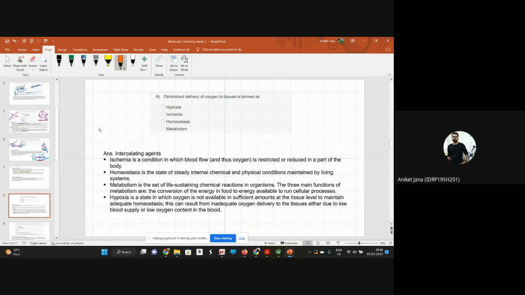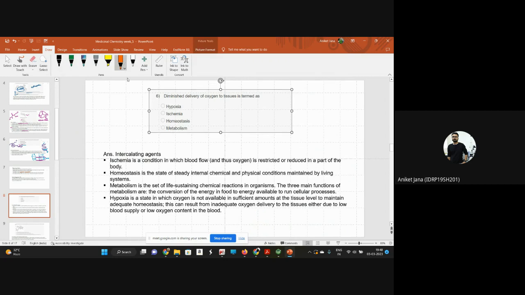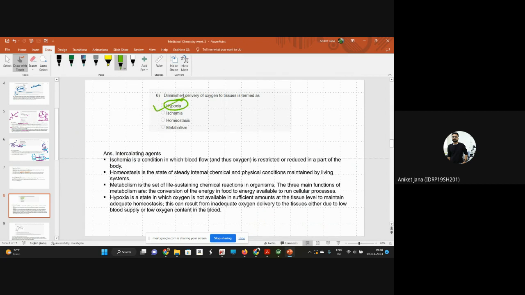So coming to our next question: diminished delivery of oxygen to tissue is termed as, this is very easy, you should answer this. Hypoxia. Hypoxia, exactly, very good. So this is hypoxia. I have also noted the other terms in very short, such as ischemia.